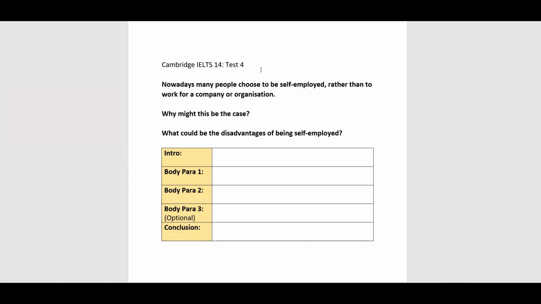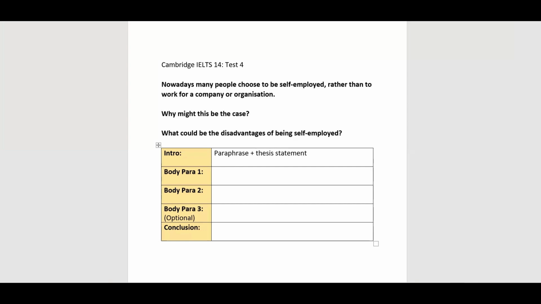Let's read the prompt, shall we? Nowadays, many people choose to be self-employed rather than to work for a company or organization. Why might this be the case? What could be the disadvantages of being self-employed? Now, as always, we'll have to make the plan first before putting pen to paper. So in the introductory paragraph, we'll write the paraphrase and the thesis statement.